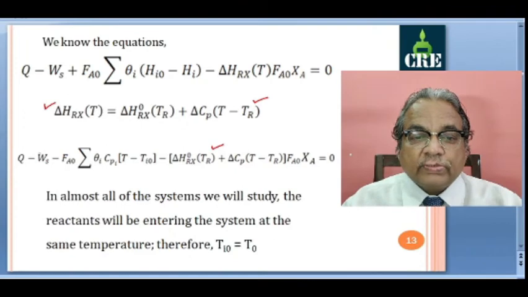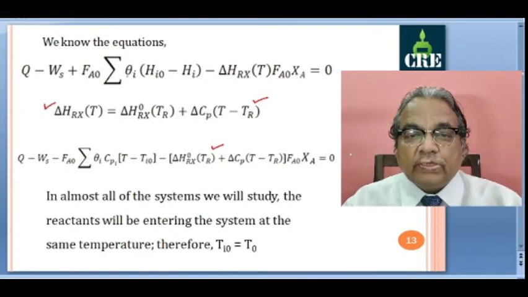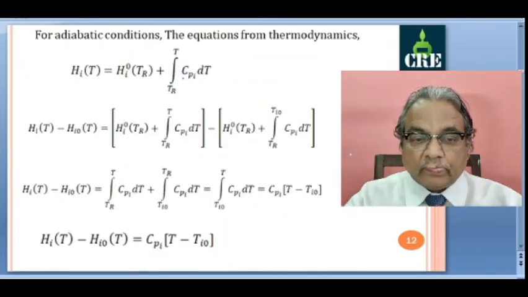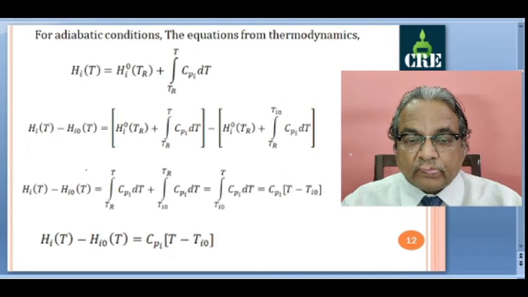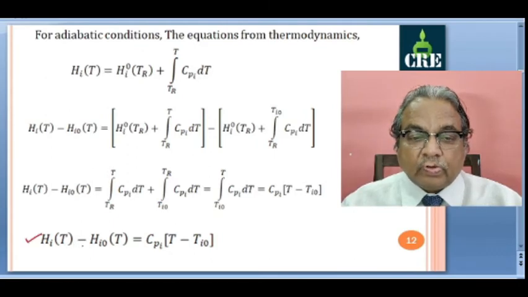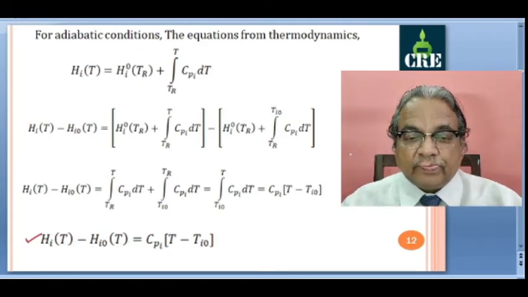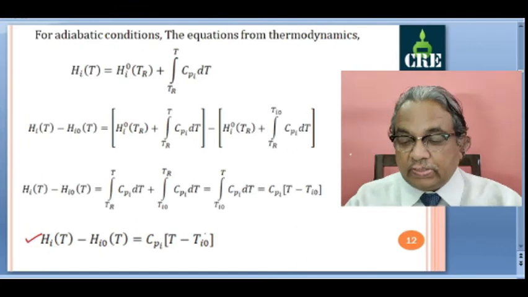Q minus Ws, now this we have plus sign, Fa0 theta i Hi0 minus Hi. Here we have seen this term: Hi of T minus Hi0 of T. So Hi minus Hi0, that is equal to Cpi times T minus Ti0.